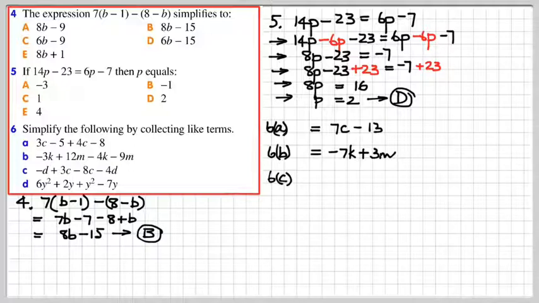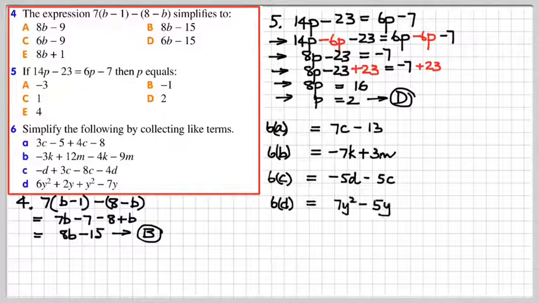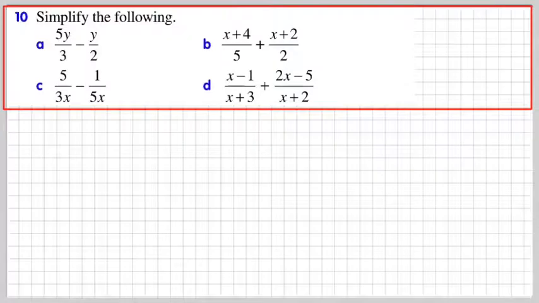6c. Okay, we've got a d and a minus 4d, minus 5d, plus 3c minus 8c will get us minus 5c, minus 5d minus 5c. Yes, very good. Okay, d, 6d. That'll be 7y squared, that's the y squared terms, minus 5y. Very simple. Okay, now have a go at these now. These are a bit more complicated. Pause the video. Okay, come back.